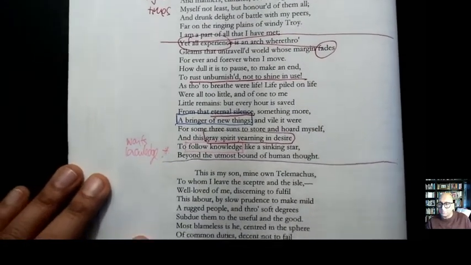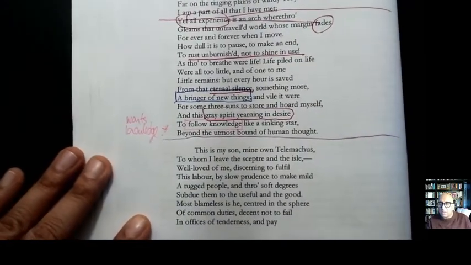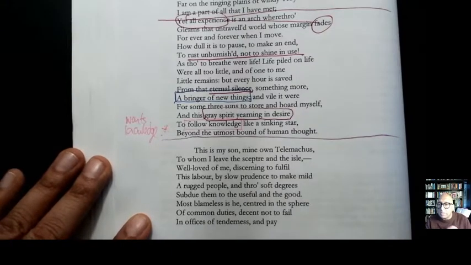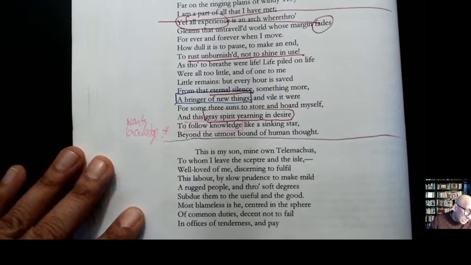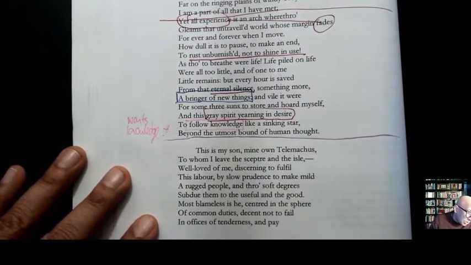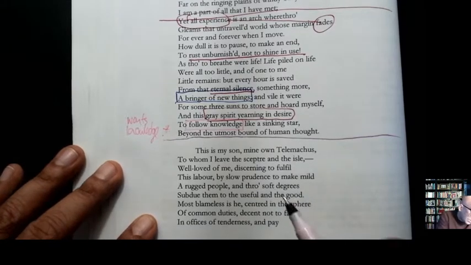Let's continue. This is my son, mine own Telemachus, to whom I leave the scepter and the isle, well loved of me, discerning to fulfill this labor, by slow prudence to make mild a rugged people, and through soft decrees subdue them to the useful and the good.